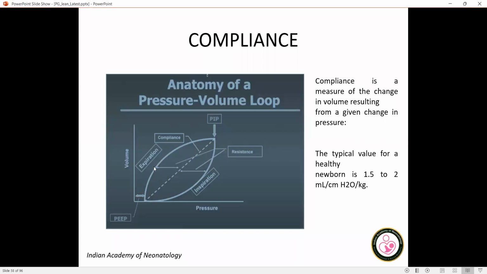Similarly, if you are drawing a line from the midpoint of the deflation limb to the compliance axis, that is the expiratory resistance. So if the inspiratory resistance is high, the graph will be bulging like this. And similarly, when the expiratory resistance is high, the graph will be bulging towards this axis, towards the y-axis.